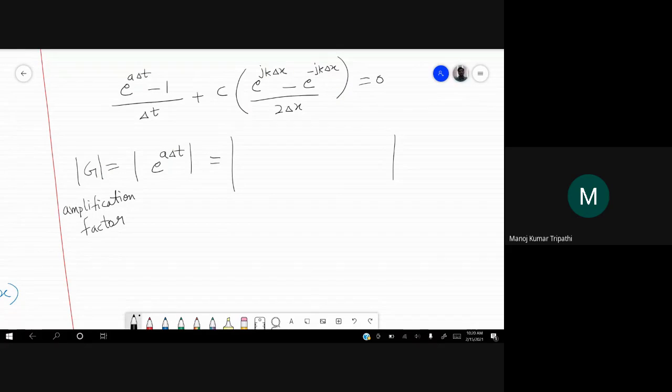Okay, some of you have given the answer: 1 minus C dt by dx and a cos term. So why should there be a cos term? Let us write it again. There is a negative sign in between.